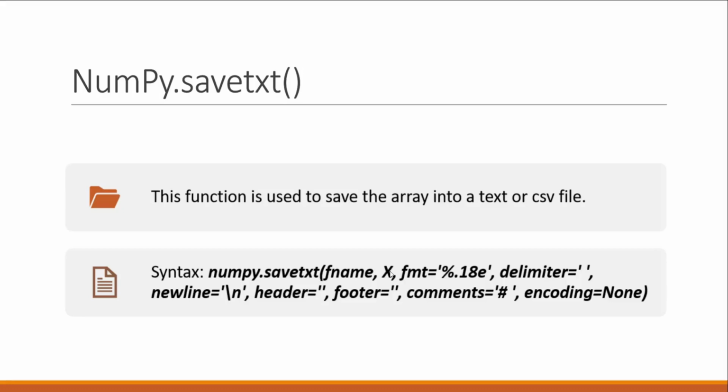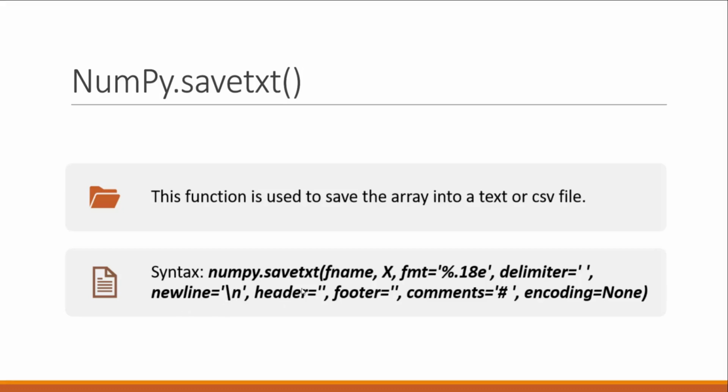The next parameter is fmt, that specifies the format. By default the value is %.18e, and it is used to define a sequence of patterns, and if the format is defined as single, like %d, that specifies it is applicable to all the values. The next one is delimiter. It specifies the character separating columns. The next parameter is newline. This parameter is used to separate lines, and by default it takes the \n value.